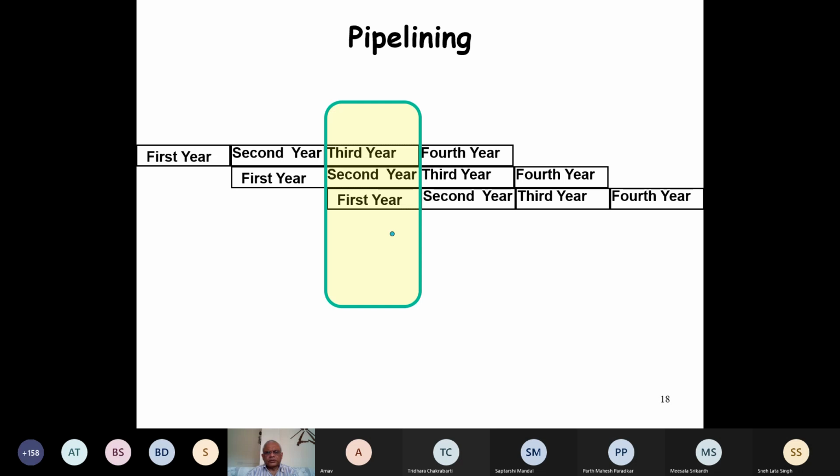So in the pipelined version of engineering education, by the time the first year students go to second year, another first year batch is admitted. And by the time the first batch goes to third year and the second batch goes to second year, the third batch is admitted, and so on. And we are so used to it. This is actually an example of pipelining, in contrast to students graduating after 4 years and only then admitting a new batch.